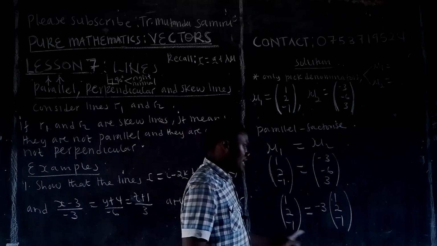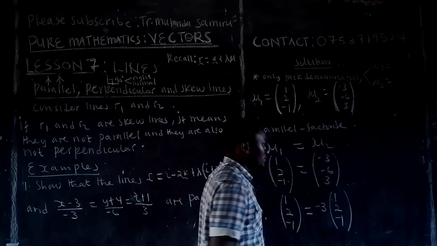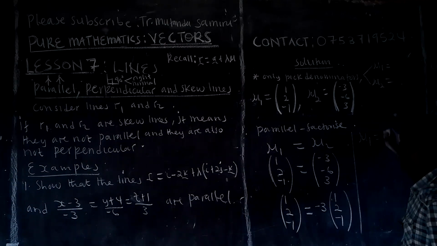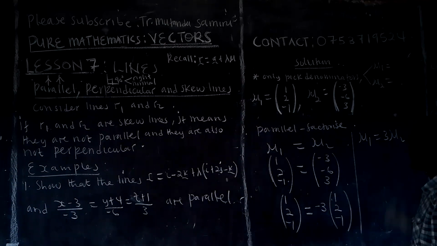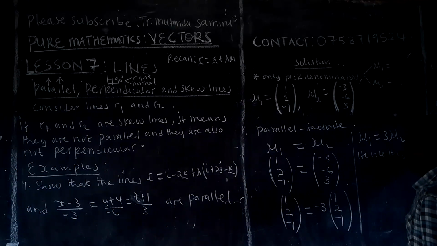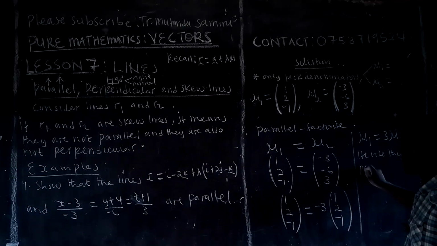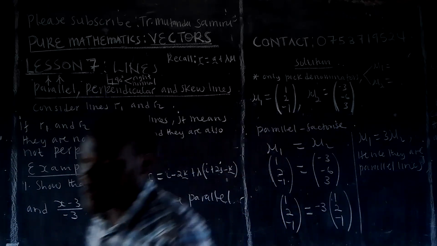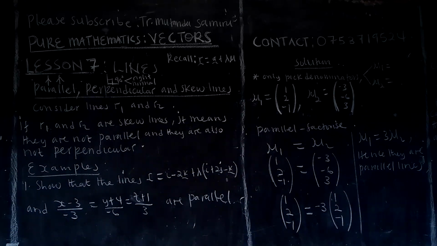Now I think that these ones here are the same, and we have this. So therefore, we shall say that u1 is equal to 3 over mu2. Hence they are parallel lines. As simple as that.